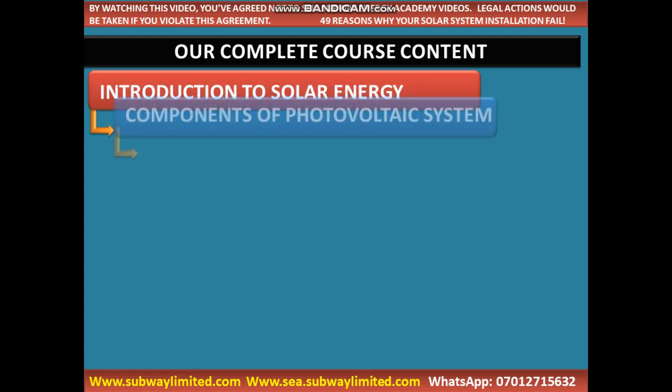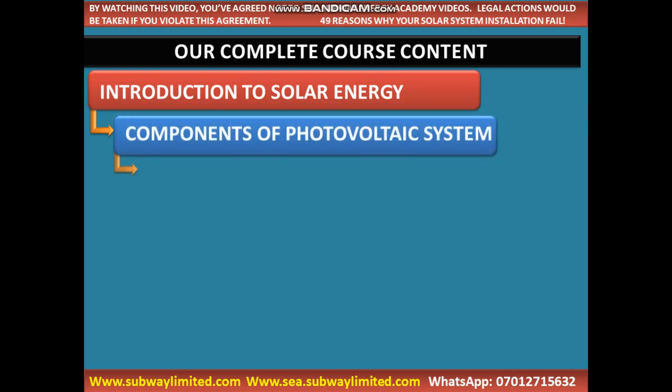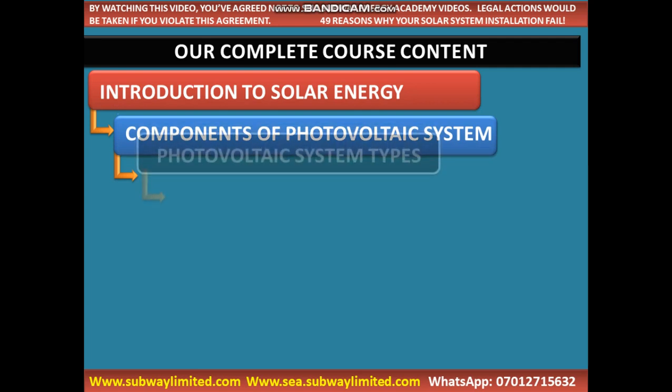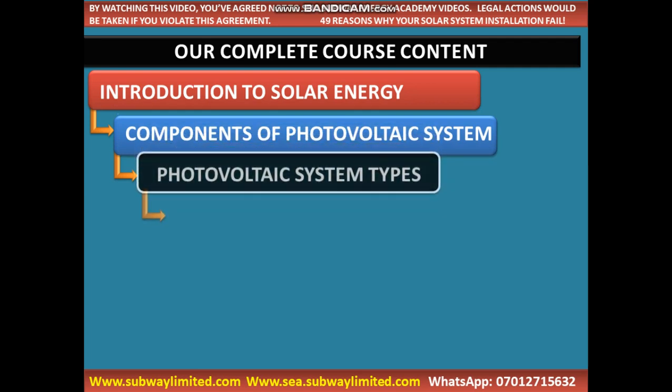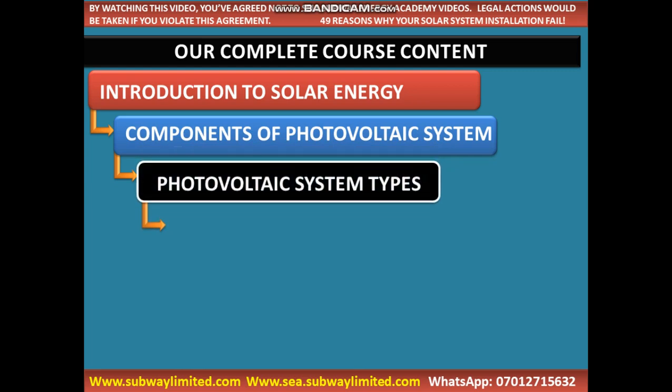Then we will take a closer look at components of photovoltaic system. We just mention the components, what they are used for. Then we will narrow the training down to taking a closer look at each of the components and we discuss it in detail. Then we will take a closer look at photovoltaic system types. We will expose you to some of the solar system types that we have in the solar industry.